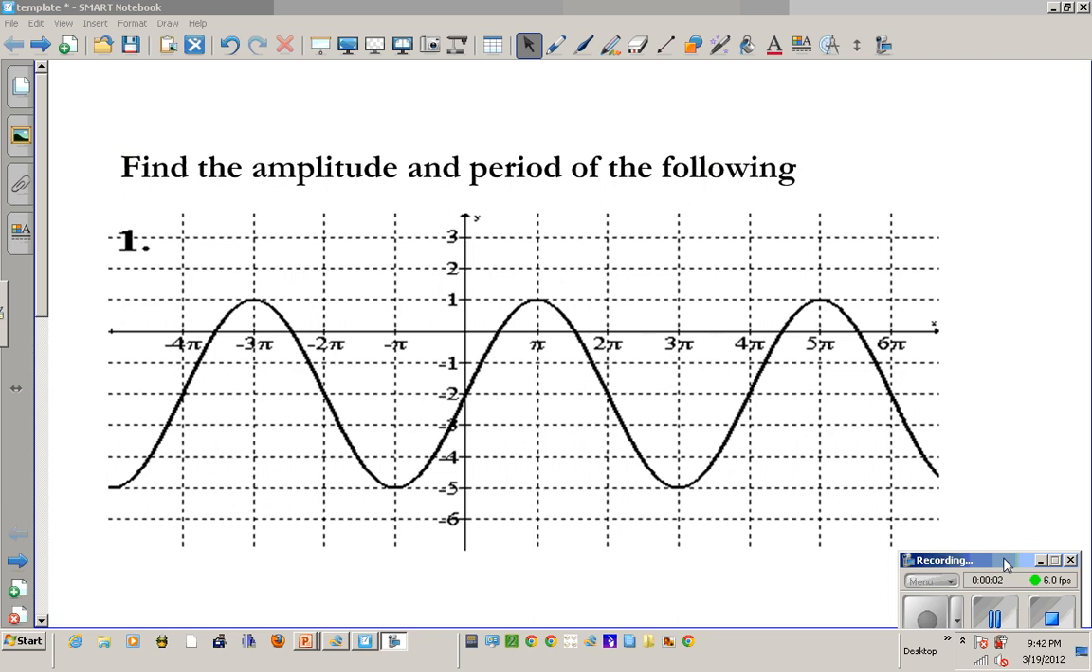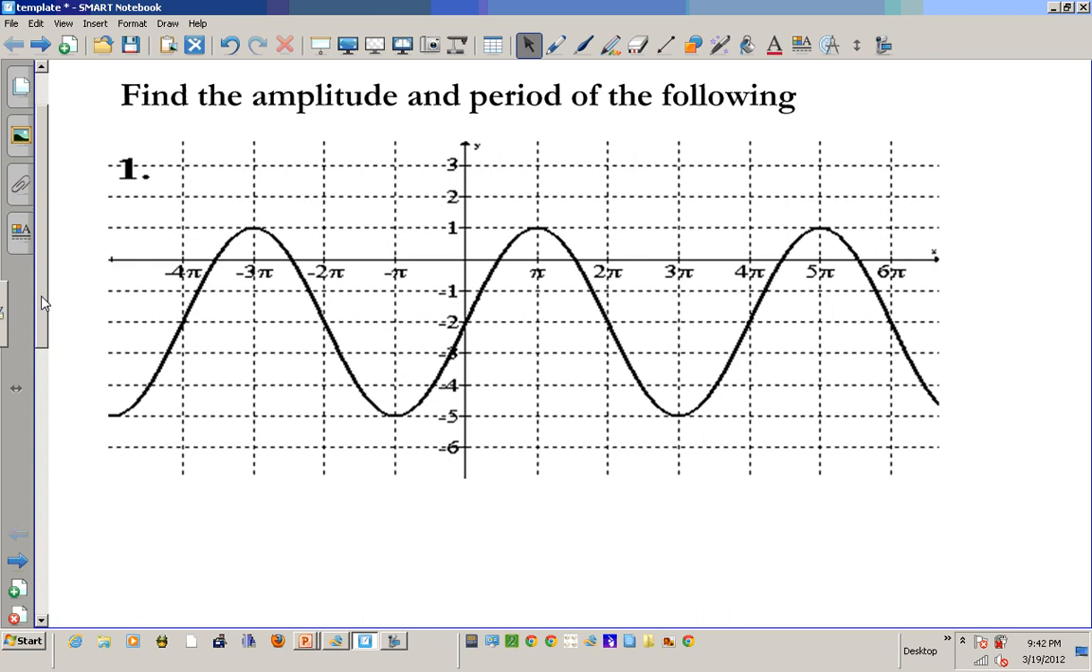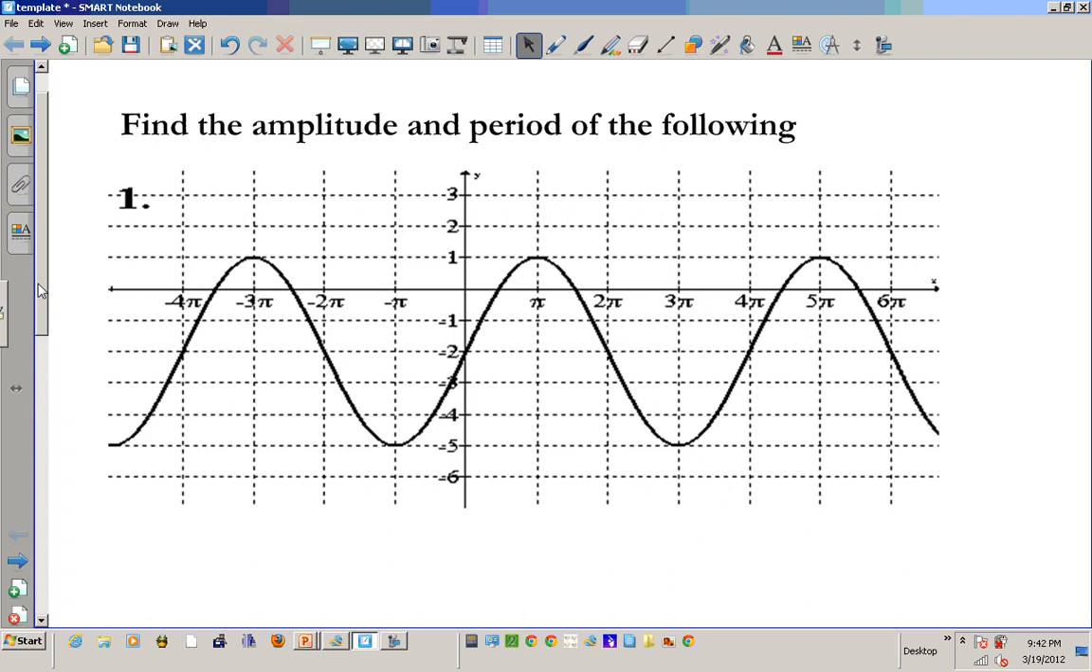Hey there, students. In this clip, we're going to be going over a review on finding amplitude and period of trig functions. So let's go ahead and take a look at the first example. Take a look at number one on your worksheet. We're going to attempt to find the period and the amplitude of this given function. So how do you find that?